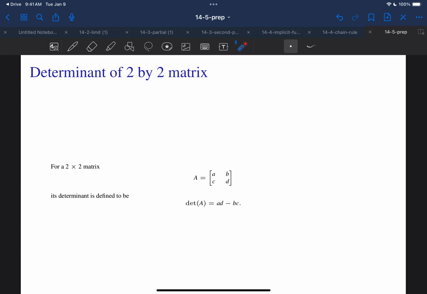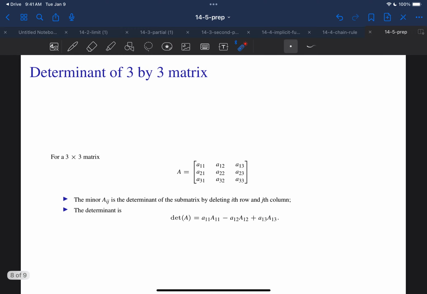And the determinant of this 2 by 2 matrix is given by A times D minus B times C. Some people say cross product, but this is not cross product. That's just an informal way. The determinant is defined as AD minus BC, which is a number. It could be a negative number.